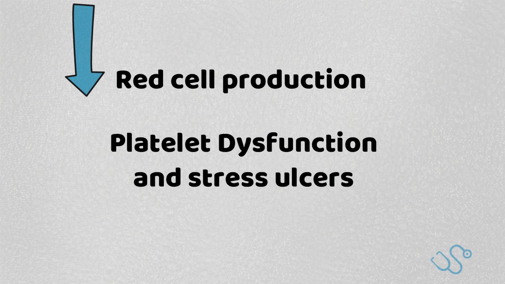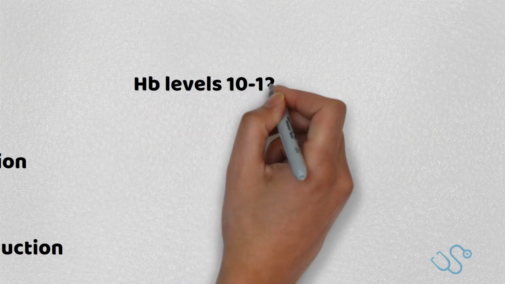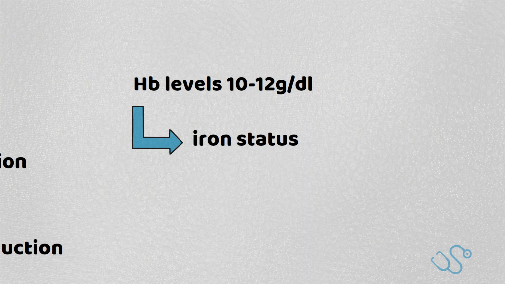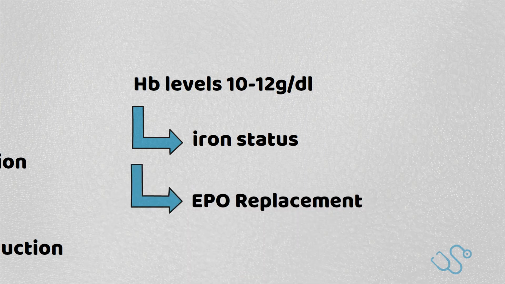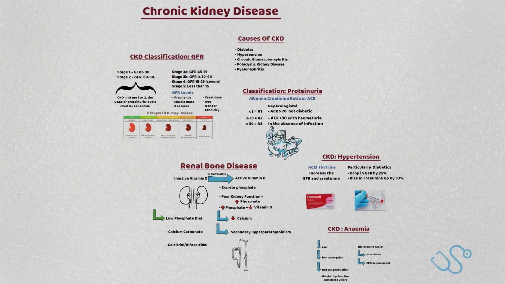Knowing this, NICE has recommended hemoglobin levels between 10 to 12 grams per deciliter, with iron status and replacement often an important component to consider. EPO replacement is also considered in some severe cases. And that's a wrap. That's a whirlwind tour of CKD, and I hope you have a greater understanding of its classification and management, as one of the big chronic diseases in primary care.